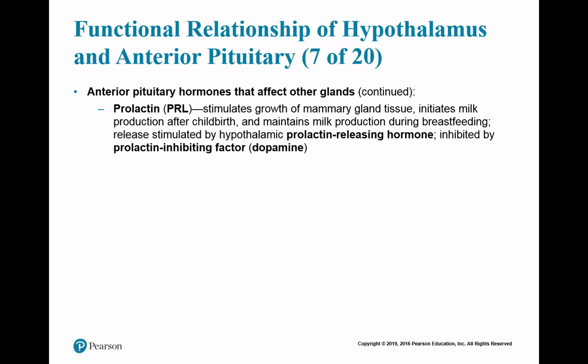Prolactin. Prolactin releasing hormone from the hypothalamus will cause the anterior pituitary to release prolactin, which goes to the mammary gland. Also, the hypothalamus can release prolactin inhibiting factor so that the anterior pituitary doesn't release the prolactin.